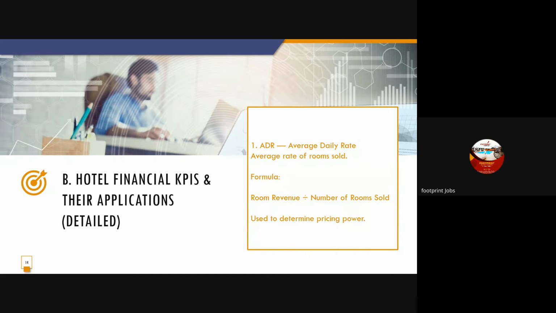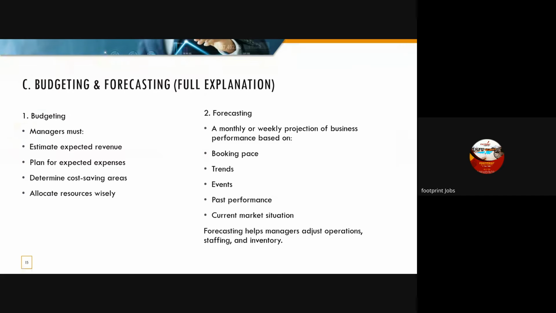So as a manager, one of the things you must do on a daily basis is put your average daily rate together. At the end of the month, to get the average daily rate for the month, put together all the rooms you sold in the month. If it's 3,000 rooms, take the amount of money that you made for selling 3,000 rooms and divide it. Whatever it gives you is your average daily rate for the month. That's how you get your average daily rate.